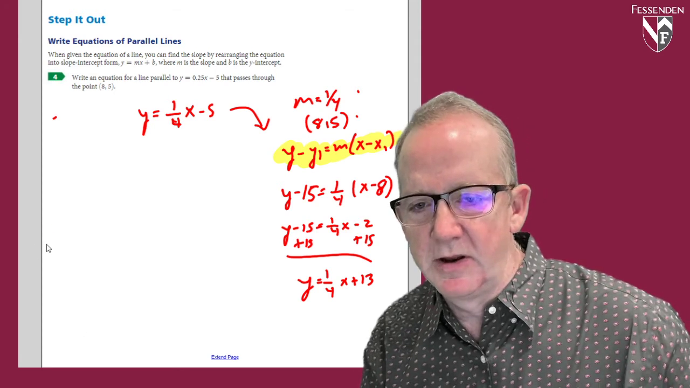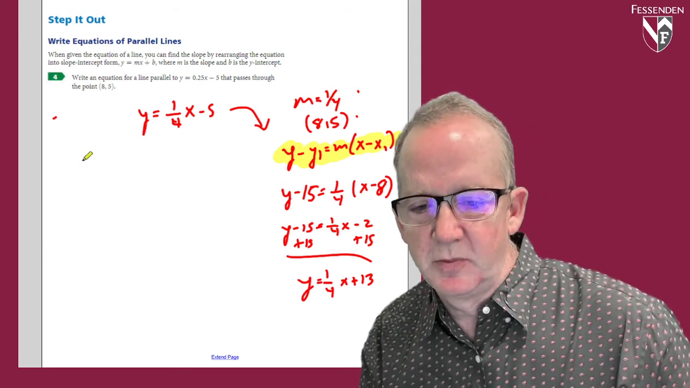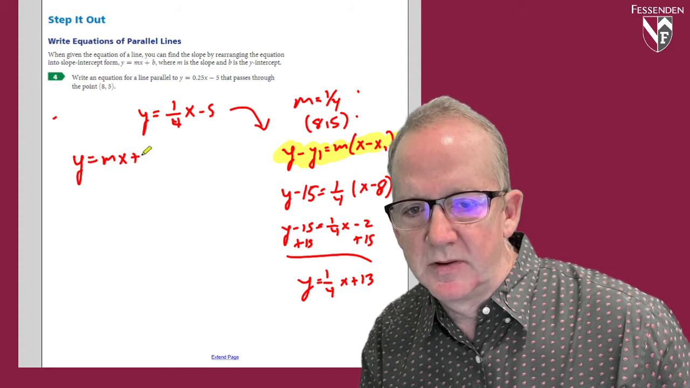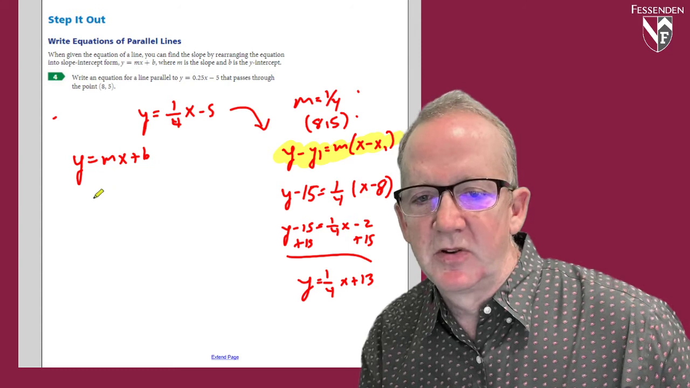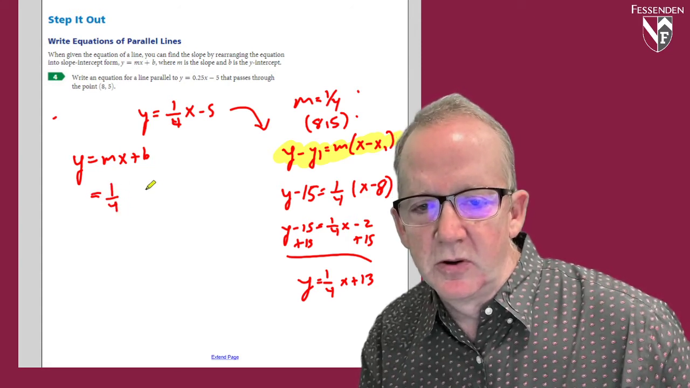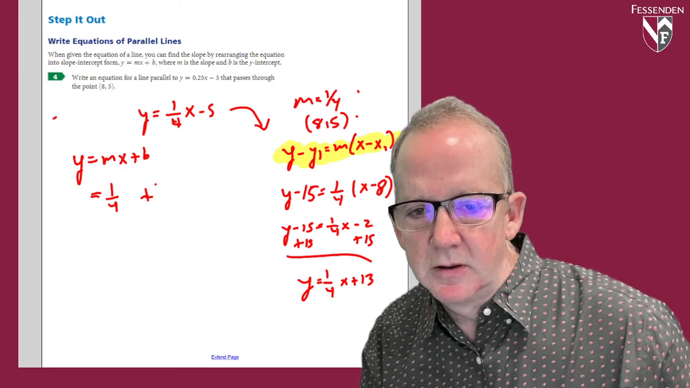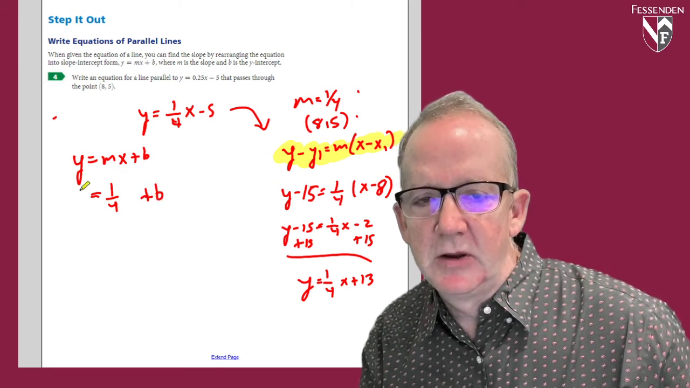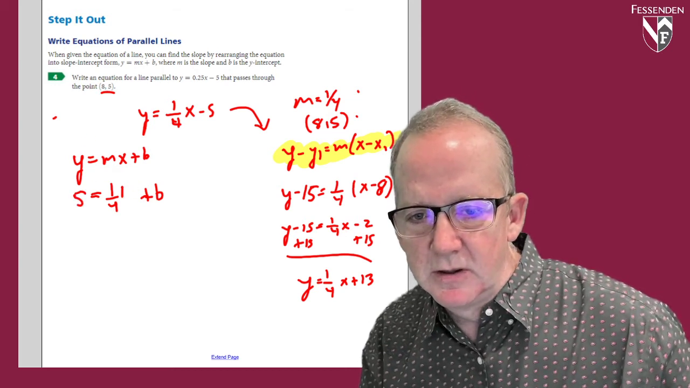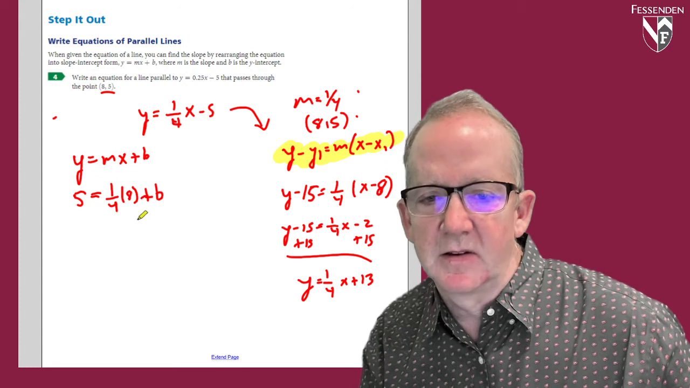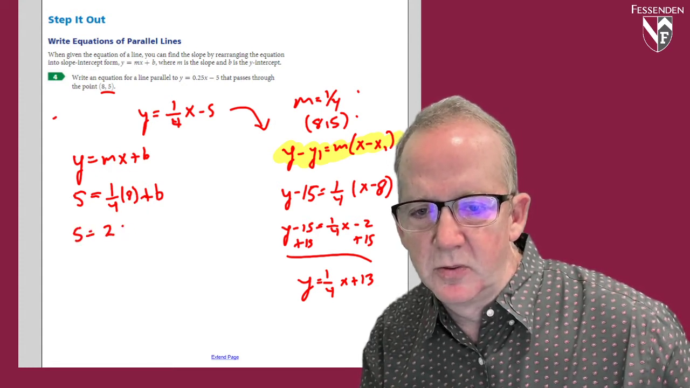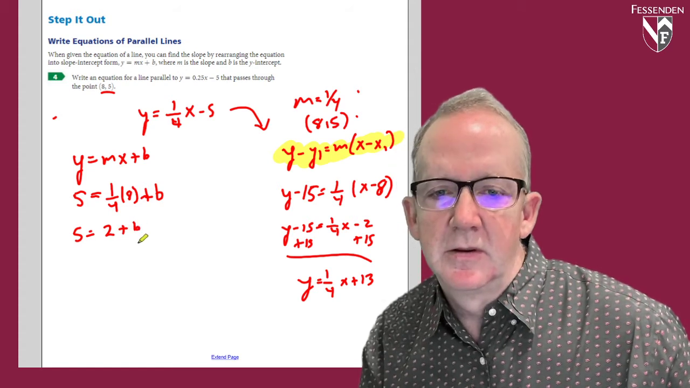If you want to do it another way, let's use mx plus b, okay? Y equals mx plus b. Let's replace what we know. We know the slope is 1/4 because it's parallel. We are looking for the b, so we'll leave that b there. And we do know an x and a y that works here, so the 5 goes here, and the 8 replaces the x. 5 equals 1/4 of 8 is 2 plus b. Okay.